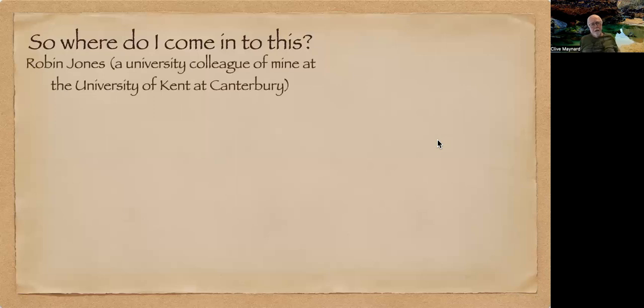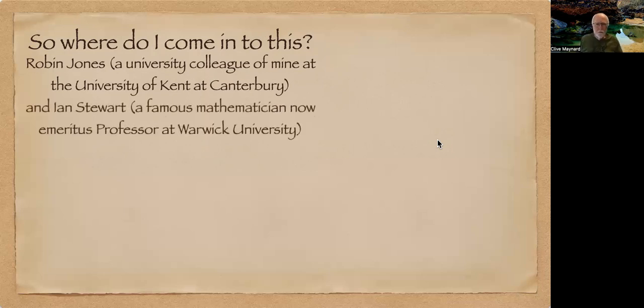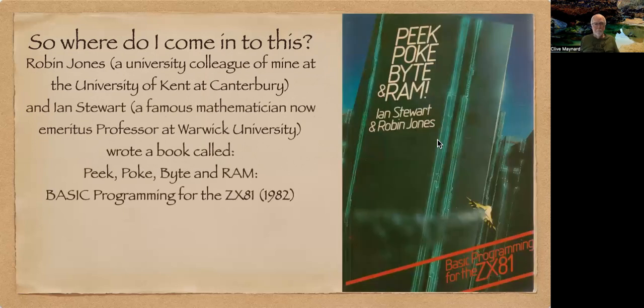Well, a gentleman by the name of Robin Jones, who was a university colleague of mine, the University of Canterbury, together with Ian Stewart, who I consider to be a fairly famous mathematician, he's now emeritus professor at Warwick University in the UK. They wrote a book which was called Peek, Poke, Python, Ram. And it was essentially basic programming for the ZX81, which was a small personal computer, one of the earliest. And it was actually quite successful and written for a British publisher.